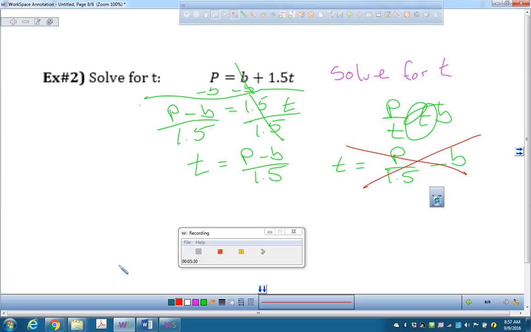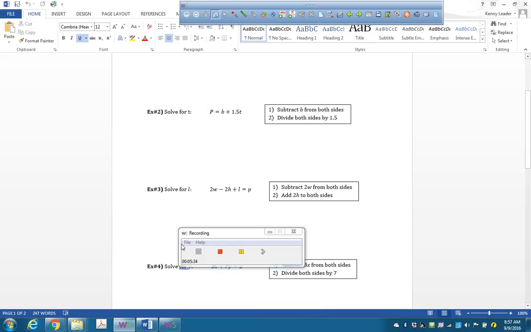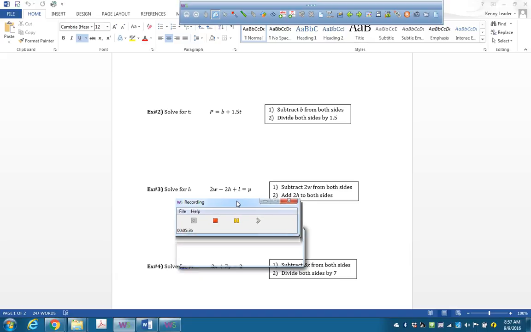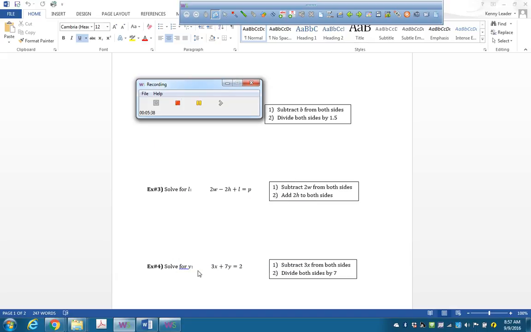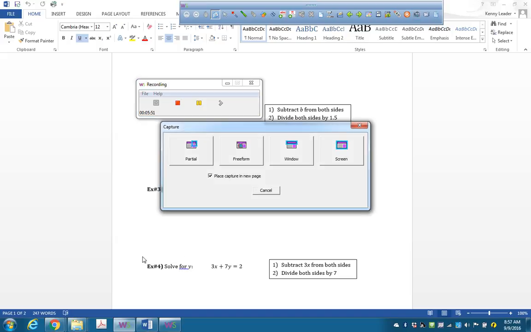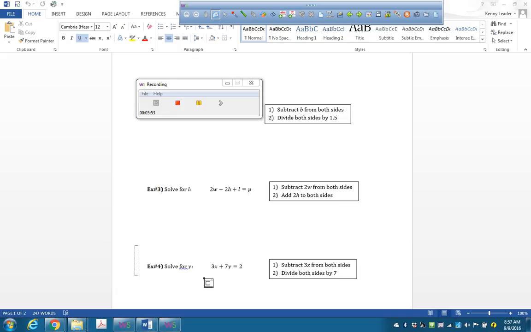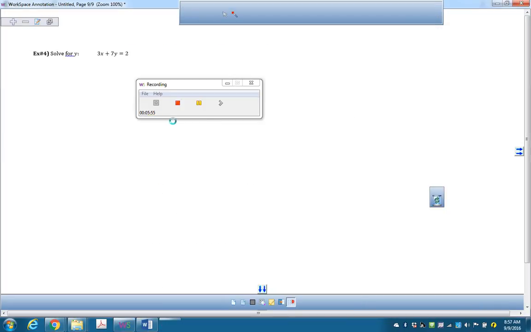Okay? Ready to try the next one? Okay, let's try the next one. We're still going. So again, you want to do this in the opposite order of the order of operations. So we're trying to solve for y. Here we go. Are we on number 4? Yeah, we're on number 4. Solve for y.